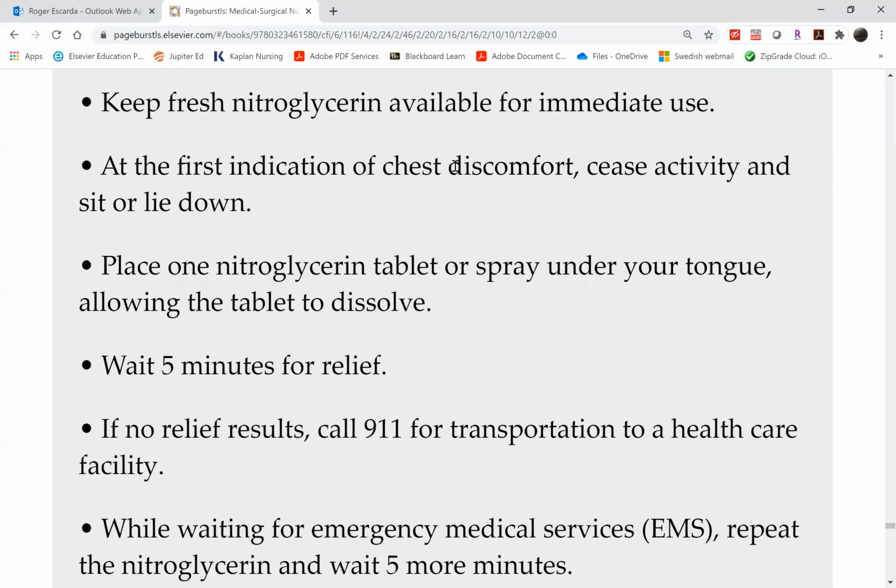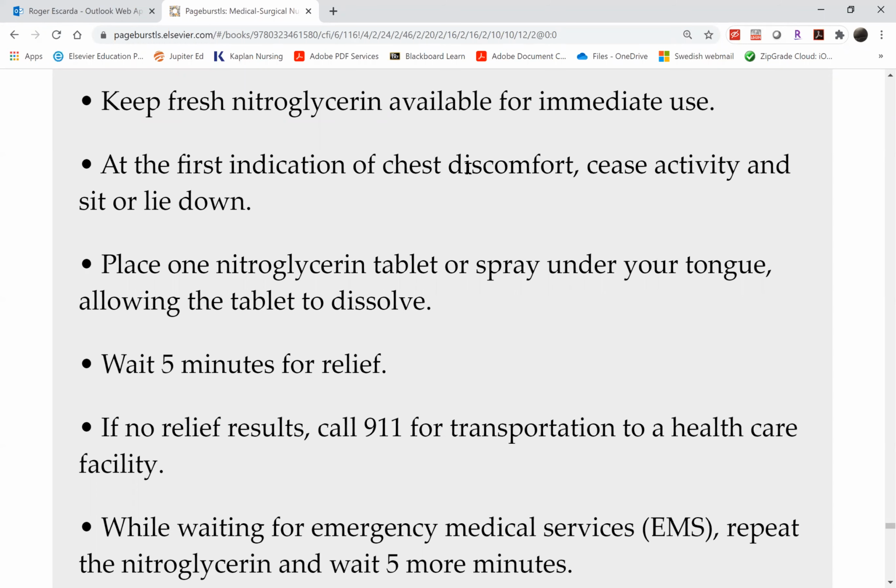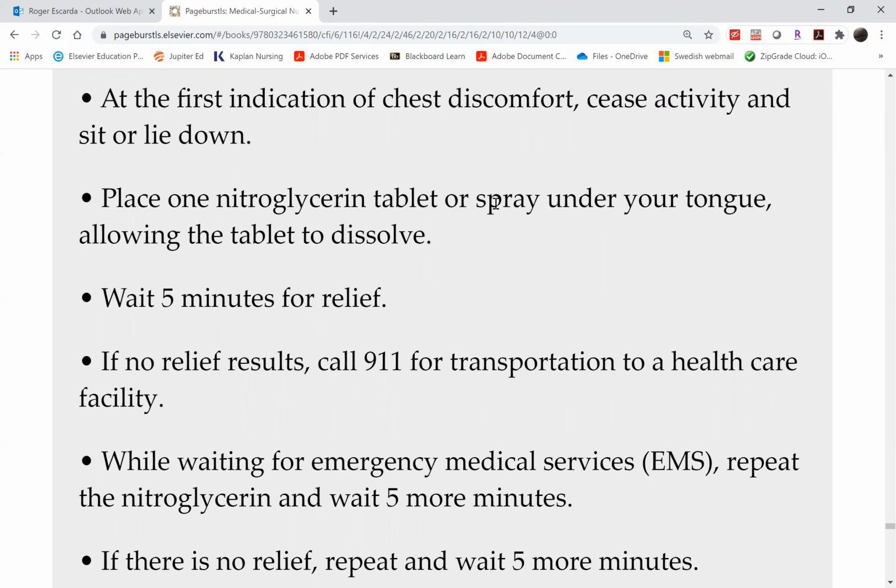At the first sign of chest pain or discomfort, take it under your tongue, or if you have the spray instead, take one spray under your tongue. Now, if the mouth is dry, which is usually what happens, because again, the chest pain means there's ischemia. That means your blood pressure starts to drop the moment that starts. So therefore, once the catecholamines are released, that will cause vasoconstriction. So your mouth is dry.